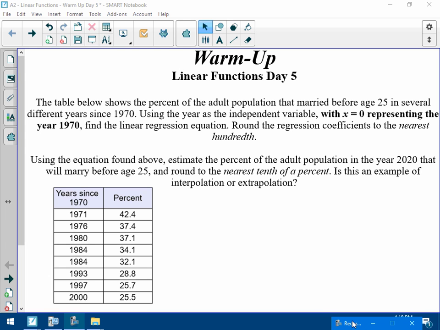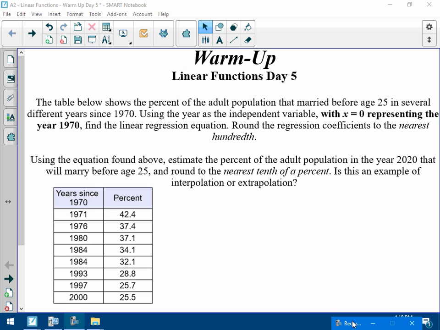All right, so remember I said we were going a little bit out of order this unit. This is linear functions day 5. So we did day 8 yesterday. We're back to day 5 today. And it says the table below shows us the warm-up. So this is kind of from a while ago. It has nothing to do with 3x3 systems. You'll need a calculator for it, so if your calculator's not out, grab that.